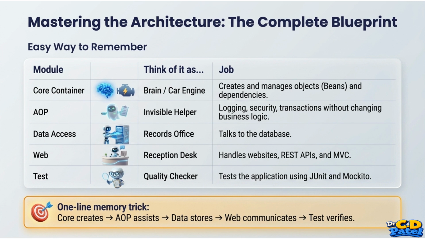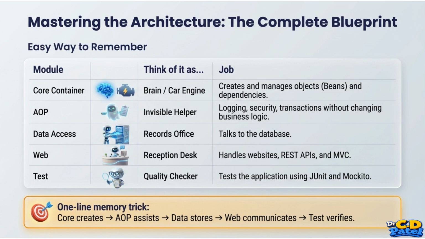Let's put everything together. We can remember Spring's architecture using 5 simple characters. First, the core container is the brain or engine. It creates and manages objects and their dependencies. Second, AOP is the invisible helper that handles tasks such as logging, security, and transactions. Third, Data Access is the records office that communicates with the database. Fourth, the web module is the reception desk that handles websites and REST APIs. Finally, the test module is the quality checker that verifies whether our application works correctly.